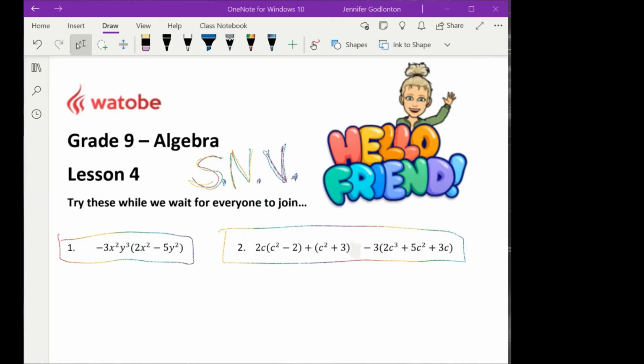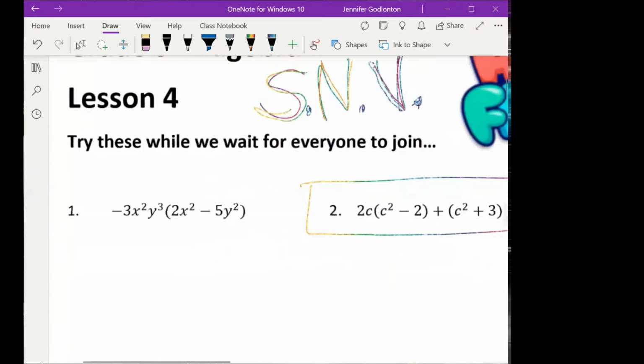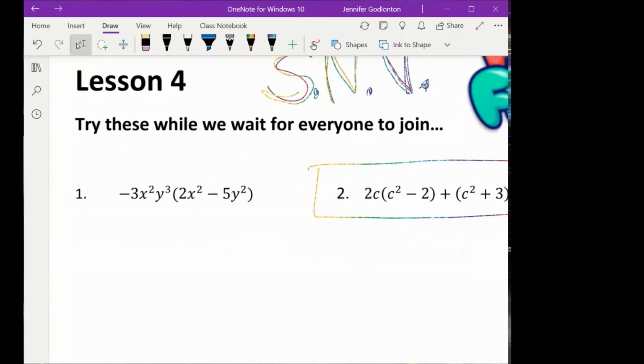About this first one, I'm seeing some really good answers coming in the chat. Sino, your answer looked beautiful. You just made a very, very small mistake with your exponent of the x. I think maybe you would have seen it by now. So let's have a look.